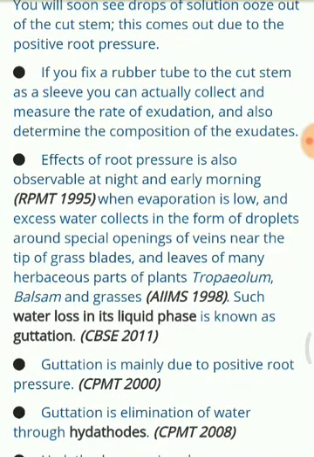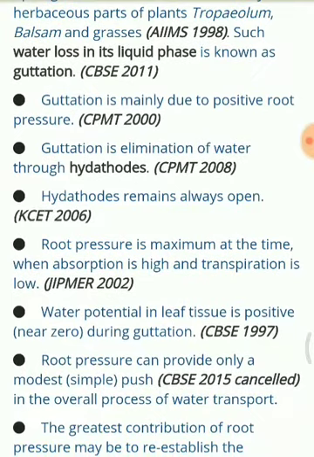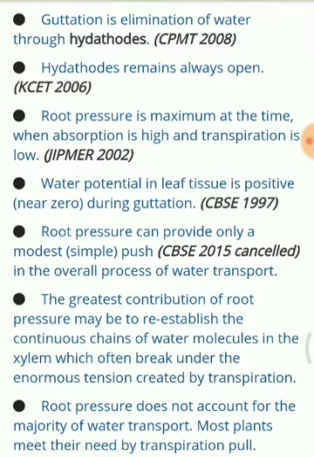Guttation is mainly due to positive root pressure. Guttation is elimination of water through hydathodes. Hydathodes remain always open. Root pressure is maximum at the time when absorption is high and transpiration is low. Water potential in leaf tissue is positive, near zero, during guttation.